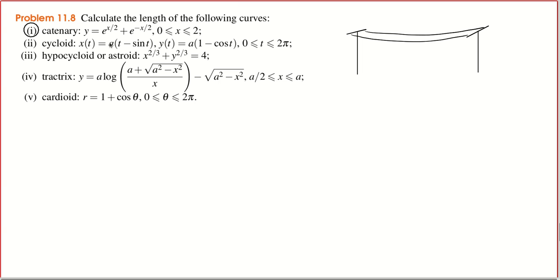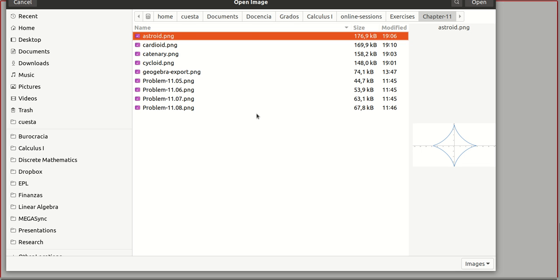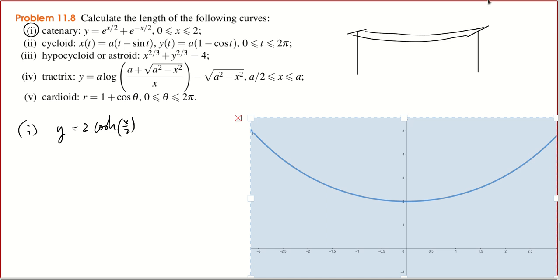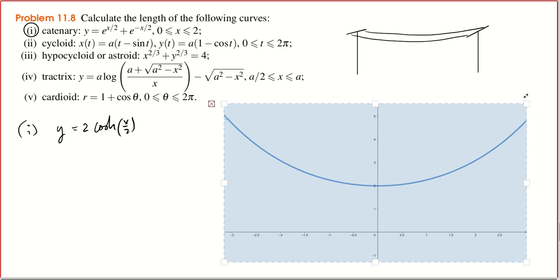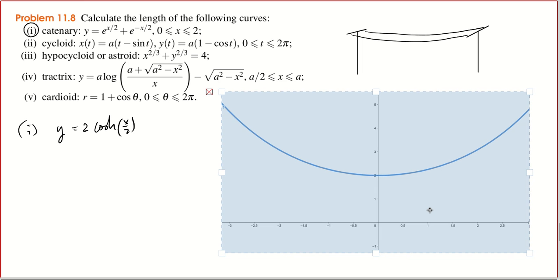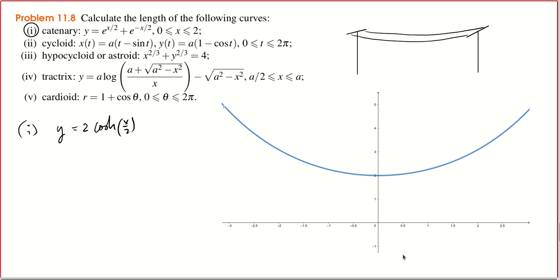And the shape of the catenary is given by this function here, which, by the way, is nothing but 2 times the hyperbolic cosine of x half. So this is what the catenary looks like if you plot it. Here's the catenary, so it's got more or less this shape. We're interested in the interval 0 to 2, so we're going to calculate the length of this bit of the catenary here.